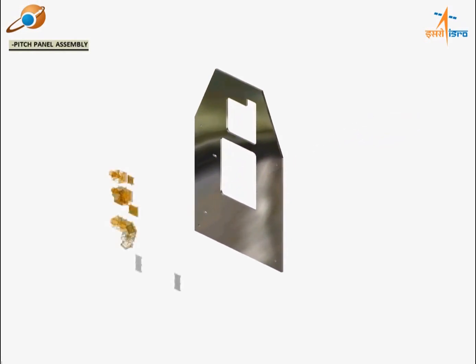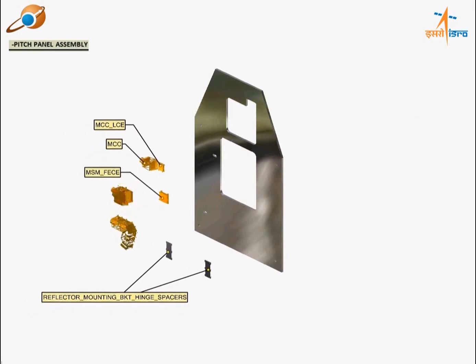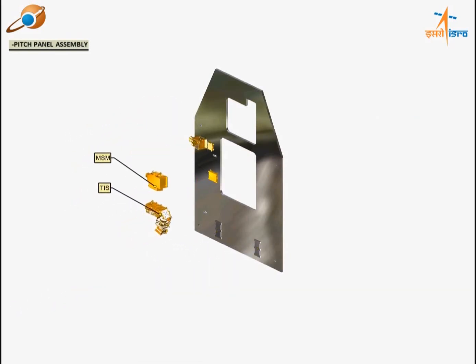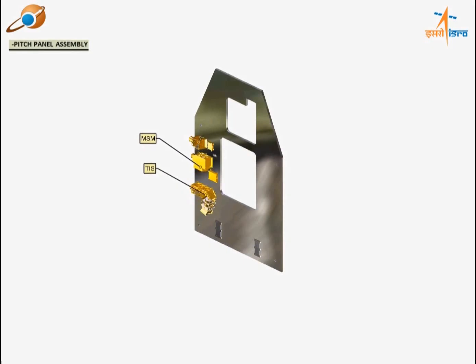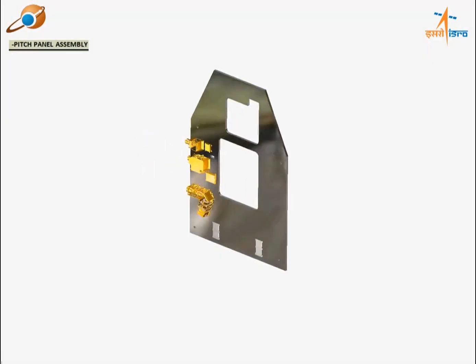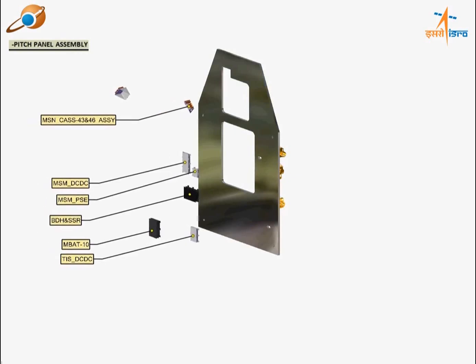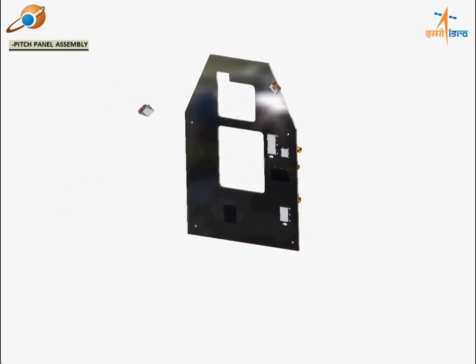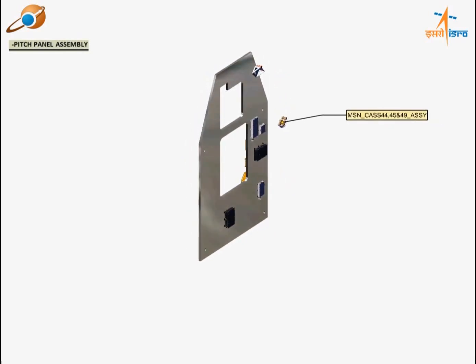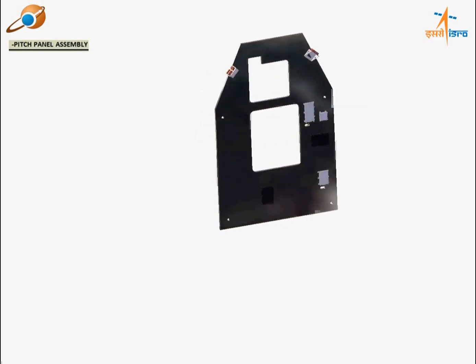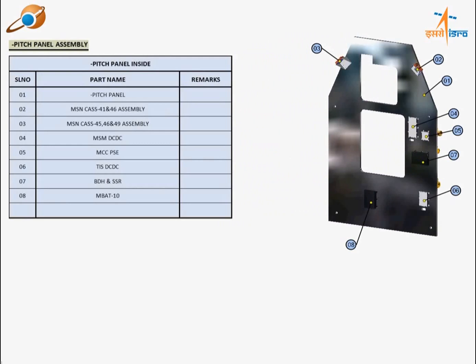Three payloads from SAC, namely MSM, that is the methane sensor for Mars, MCC, that is the Mars color camera, and TIS, that is the thermal infrared imaging spectrometer, and their related logic units are accommodated on the negative pitch panel. These payloads need to look towards the Mars surface, that is the positive yaw axis of the spacecraft. The payload power supply units, a lithium-ion battery of 36 ampere-hour capacity, and the data handling package are mounted inside this panel.